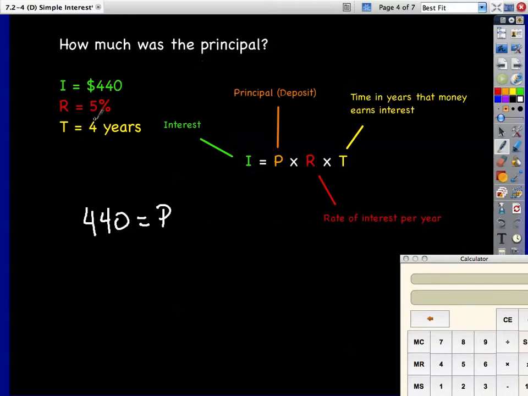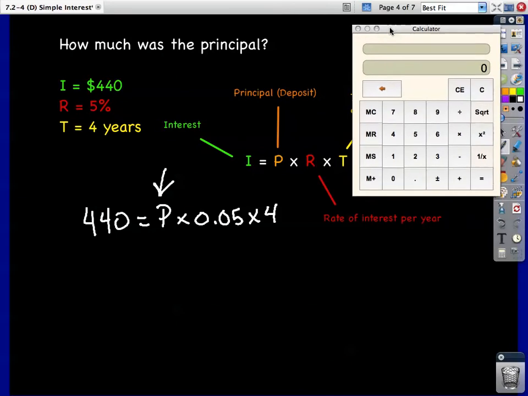So 440 equals P. I don't know what P is, because that's the variable that we're solving for. But I know that the rate of interest is 5%. So I know I can multiply that by 0.05, because again, I had to convert that into a decimal, and the time was 4. Okay, so when you're faced with a situation like this, you need to figure out what this letter P stands for, or what number it has to be. And there's a way we can do it algebraically. We combine the numbers that we know. So what is 4 times 0.05? That would be the question.